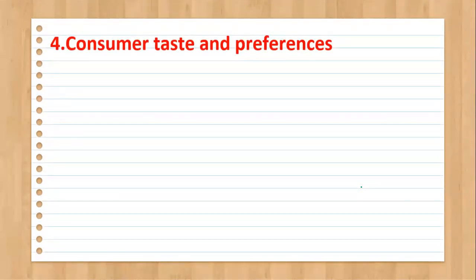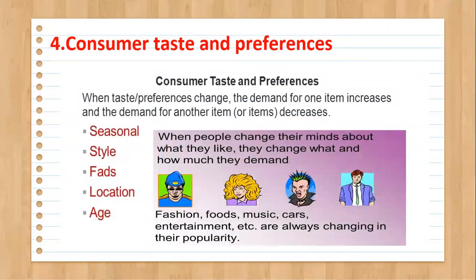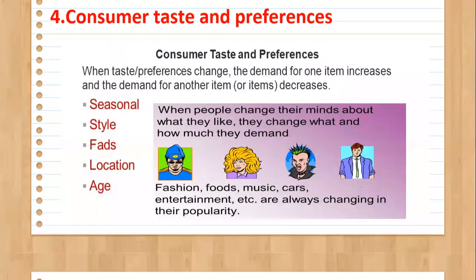Consumer taste and preferences. If the consumer's taste and preferences are favorable, which means they are changing with the fashion, food, music, entertainment, then the demand for those particular things always changes. Like for TikTok, ripped jeans, right? So web series. So when the consumer's taste and preferences become favorable, demand also increases and vice versa.